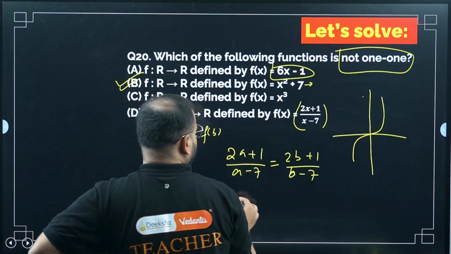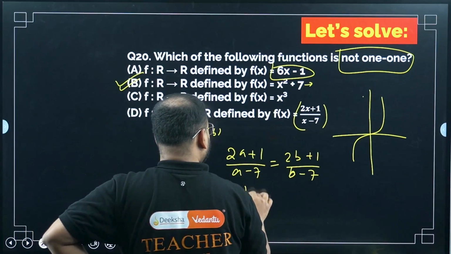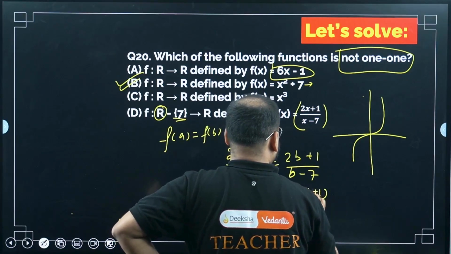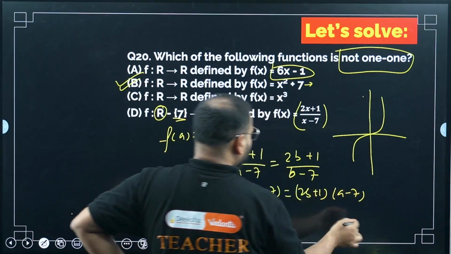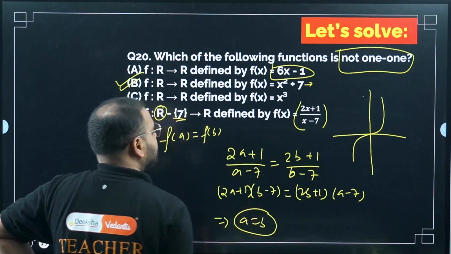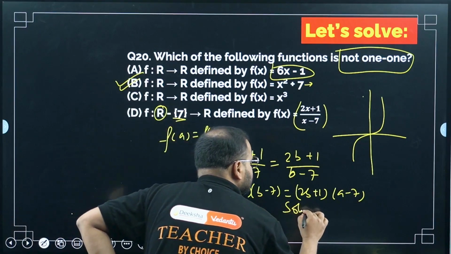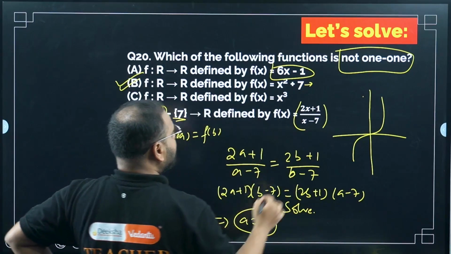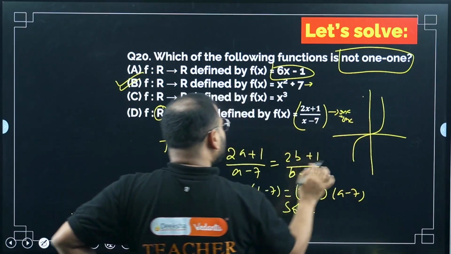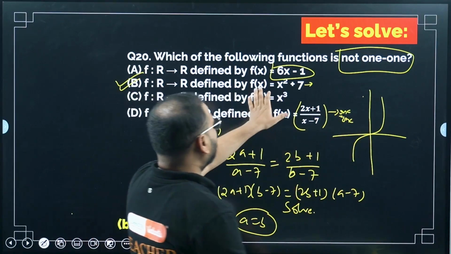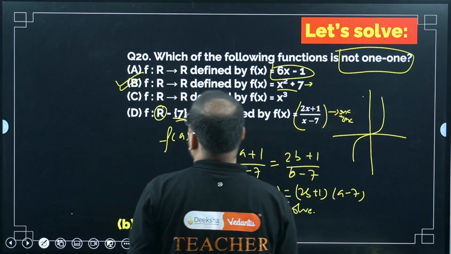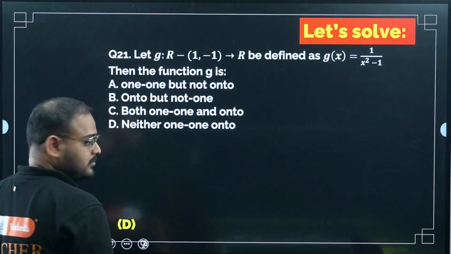So if I simplify this, what do I get? 2a plus 1 times b minus 7 and 2b plus 1 times a minus 7. If you expand it, ultimately you'll get a equal to b. Solve these steps, and if you do that, you'll get that this is also 1, 1. This is also 1, 1. A function of this order is always 1, 1.